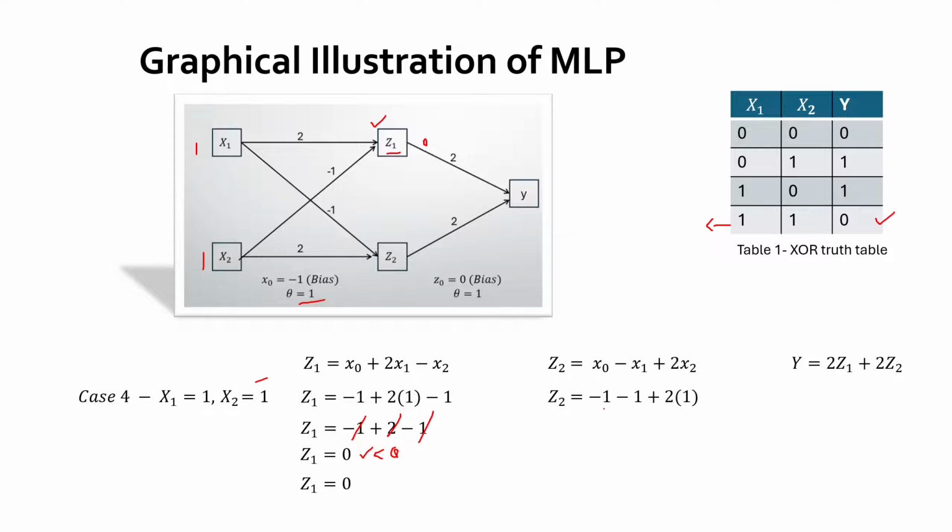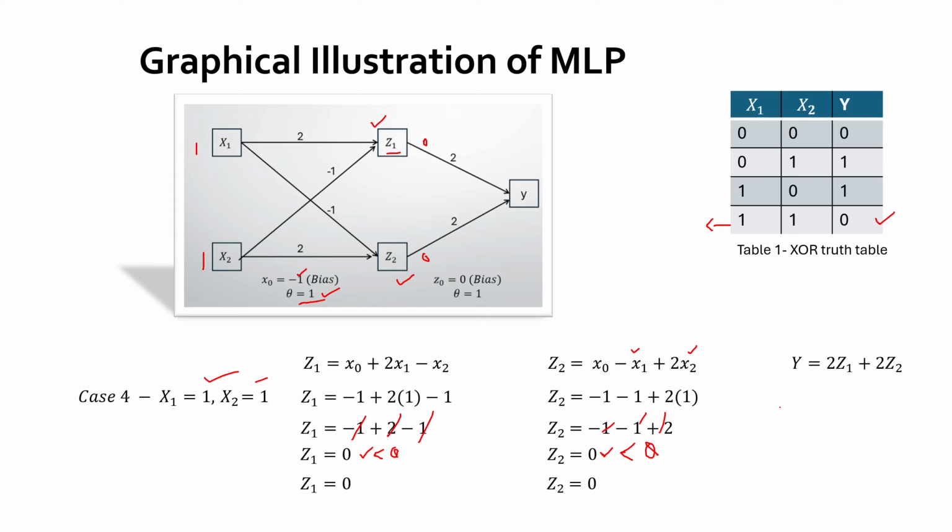After substituting these values, -1 is the bias, minus x1, which has a value of 1, plus 2 of x2, which also has a value of 1. Again, -1 plus 2 minus 1 cancel out and we get a value of 0. So at the neuron Z2, the weighted summation is equal to 0, which is again less than the threshold theta, which has a value of 1. So this neuron will also output a value of 0.